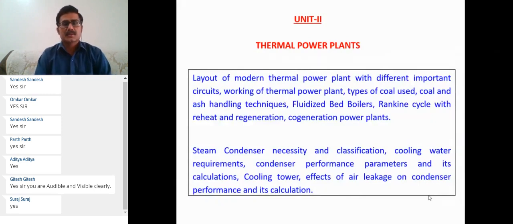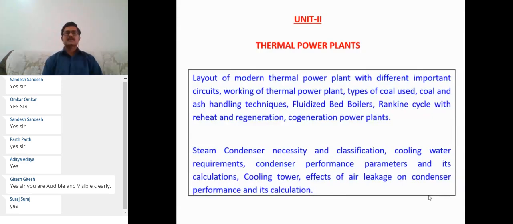The second half of this thermal power plant unit focuses on one of the very important components of the Rankine cycle or the thermal power plant, which is nothing but the steam condenser. Condenser, as the name itself indicates, changes the phase of the working fluid from the vapor state to the liquid state, to condense the steam into liquid water. So that is the steam condenser. We are going to discuss what the necessity is, why you need the steam condenser in the thermal power plant.